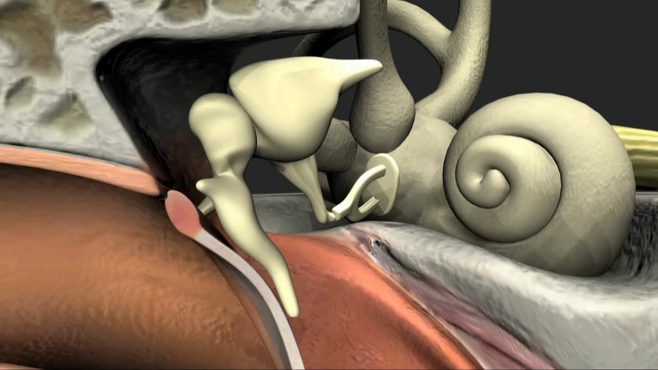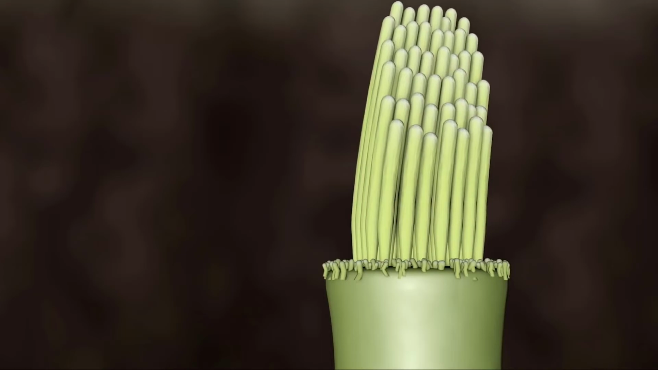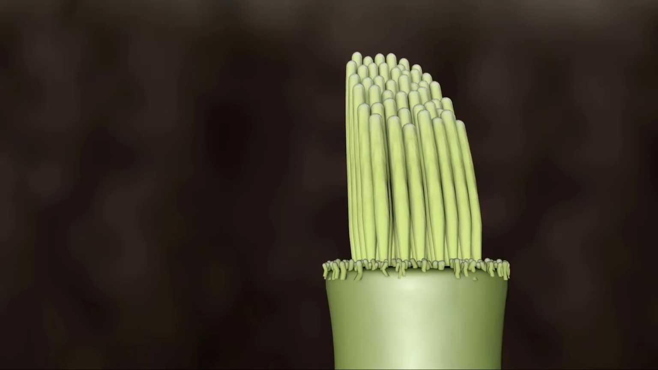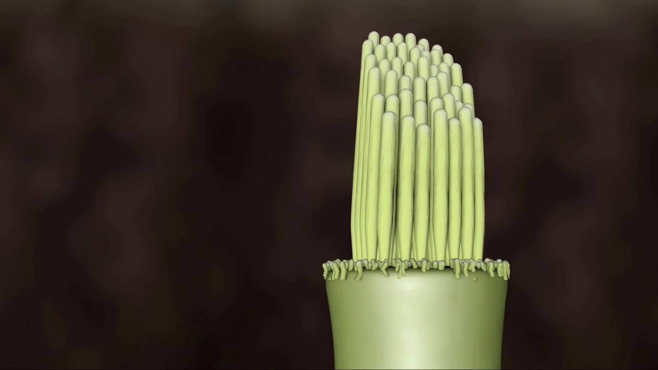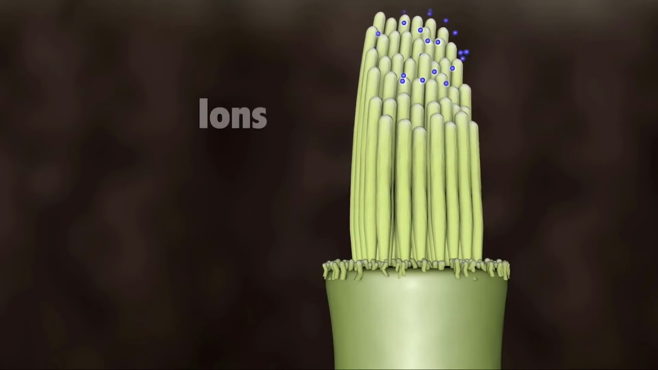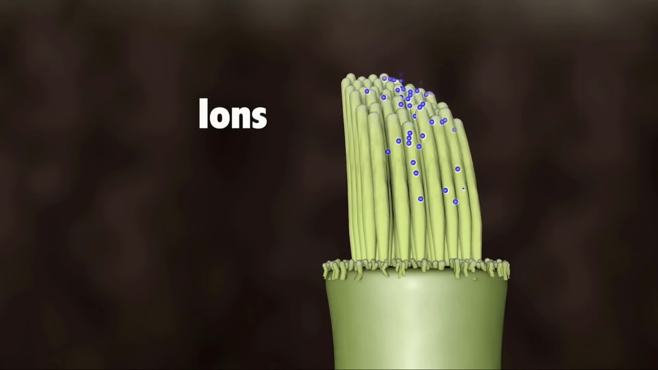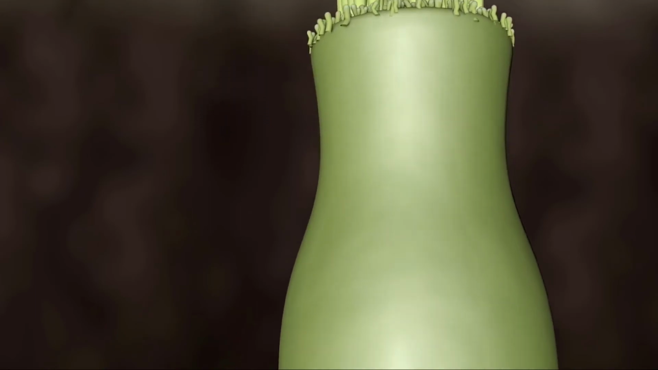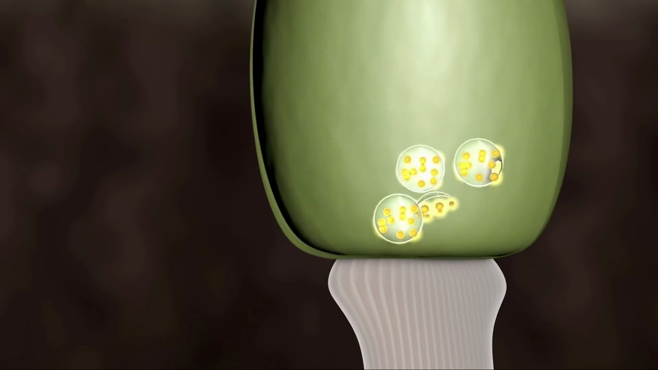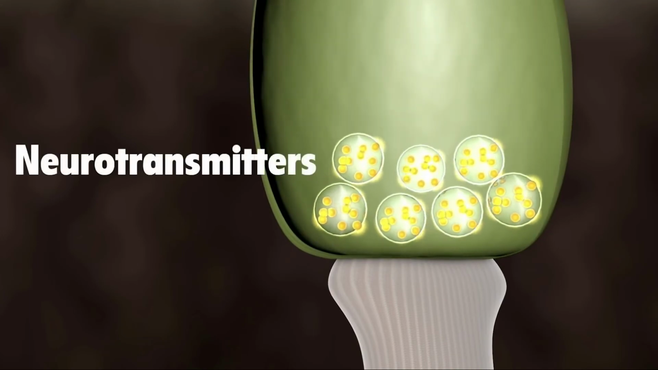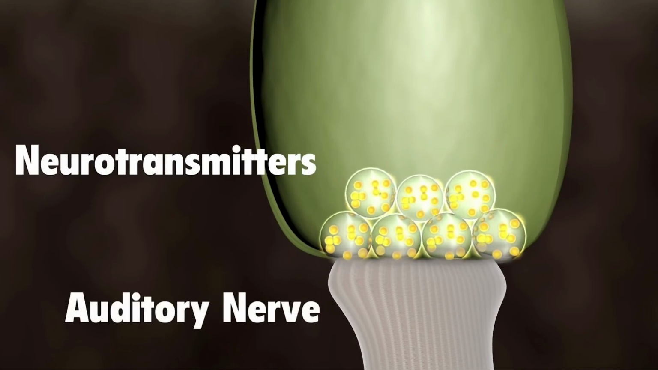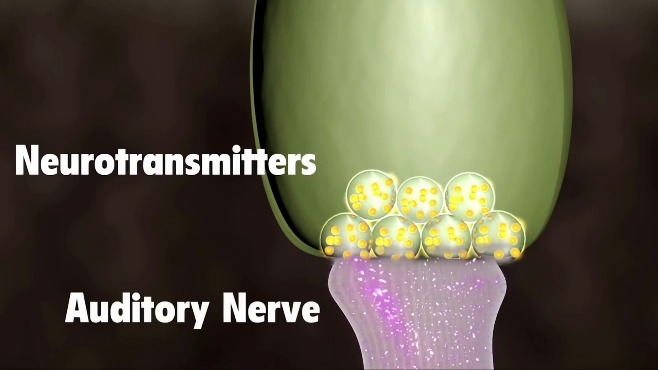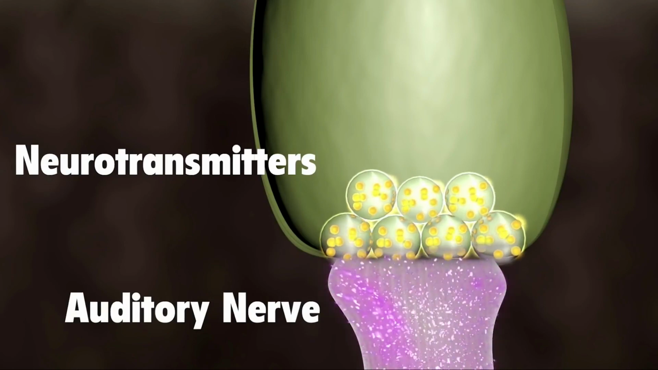The stirrup, which is connected to the cochlea, sets up compression and rarefaction pulses in the fluid in the cochlea. These pulses cause the hair-like structures in the cochlea to move. This creates electrical signals which are sent to the brain through the auditory nerve. The brain interprets these signals to give us the sensation of hearing sound.